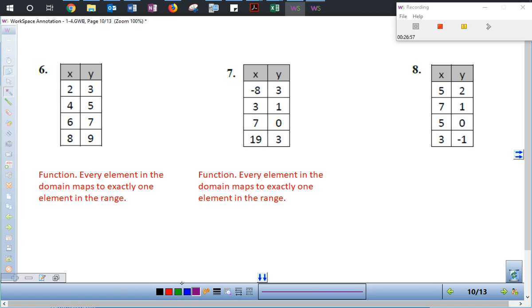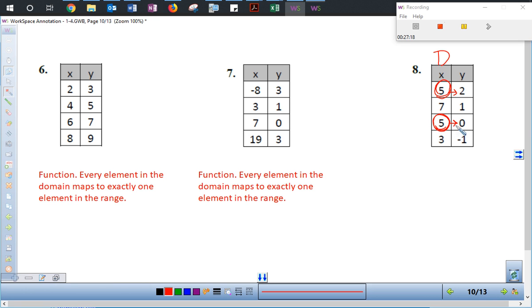Number 8, I'm going to look at my domain, so my x values, and I have 5, 7, 5, 3. Now if you'll notice, I have 2 5s. Right away that doesn't necessarily mean it's not a function, we just have to check one thing first. Here we paired 5 with 2, and then here we paired 5 with 0.